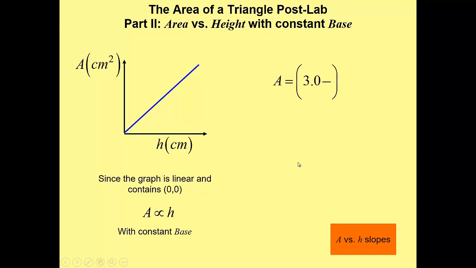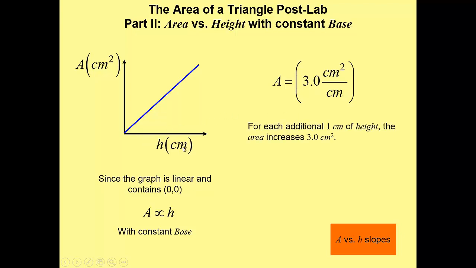So if we go in and put a 3.0, units, rise over run. Units of rise are centimeters squared. Units of run are centimeters. What does that mean? Well, it means for every 1 centimeter of height, you get an additional 3.0 centimeters squared of area. So this is telling you every slope is a rate of change. Every slope tells you how fast one variable changes when you change the other variable. When we add 1 centimeter to the height, we get 3.0 centimeters squared added to the area. So it's the rate of change of area with respect to changing heights.